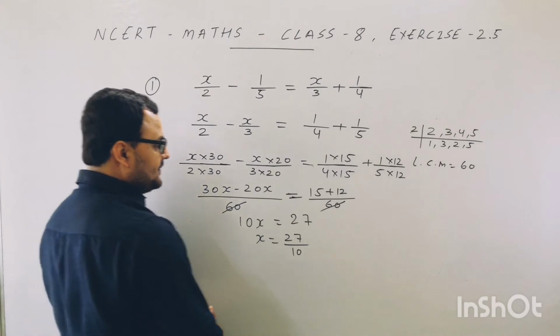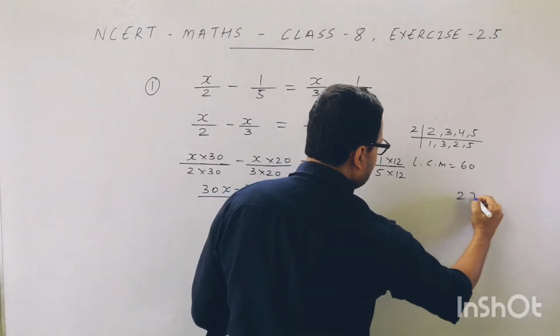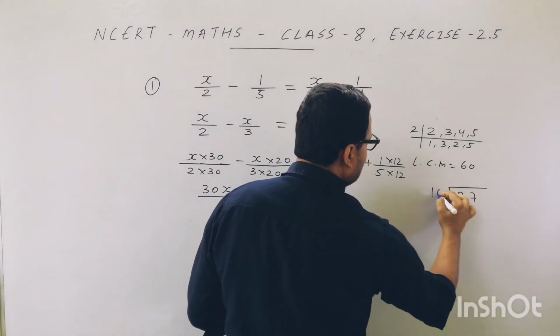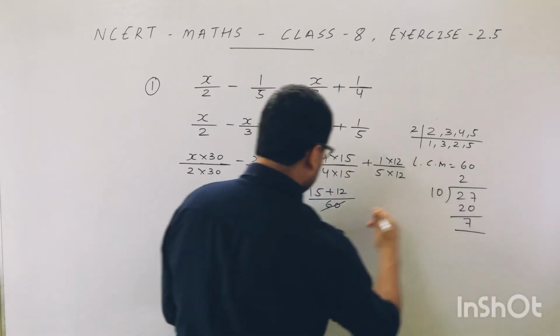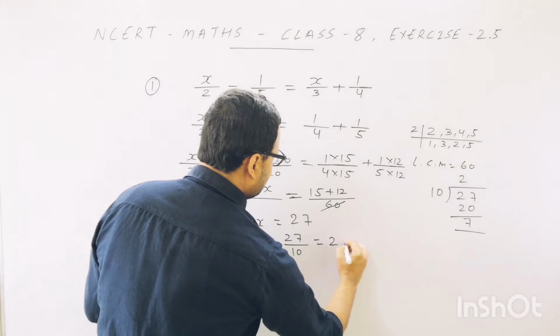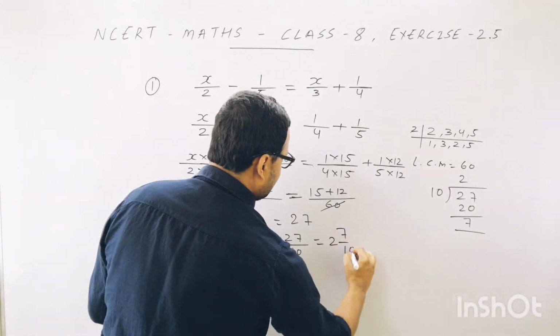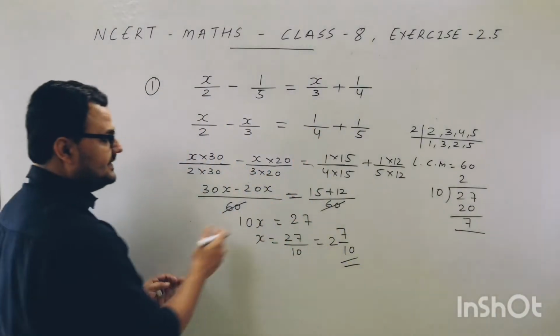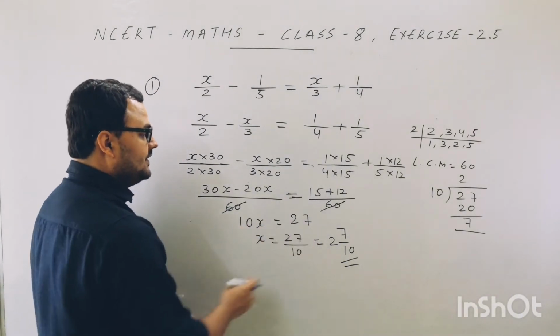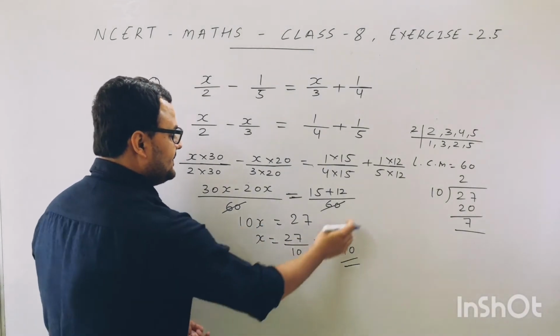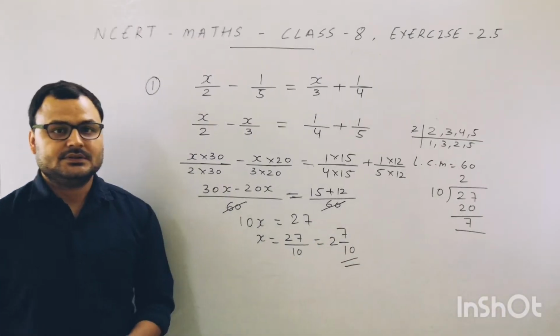And if you are going to convert it to a mixed fraction, then divide. 10 twos are 20, 27 minus 20, so I can write it as 2 and 7 by 10. So the answer for this question is 27 by 10 as an improper fraction, or 2 and 7 by 10 as a mixed fraction.